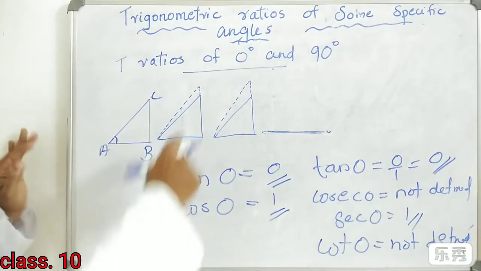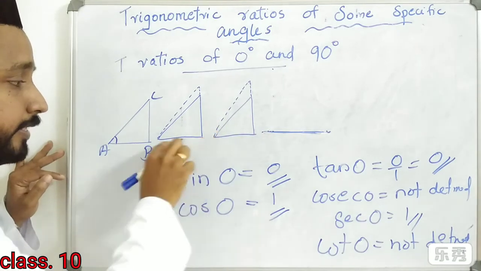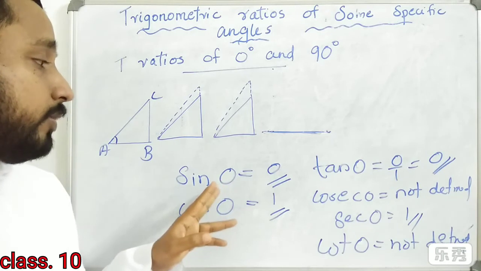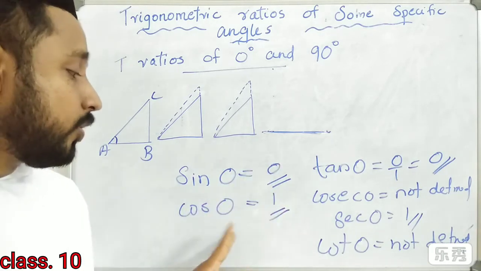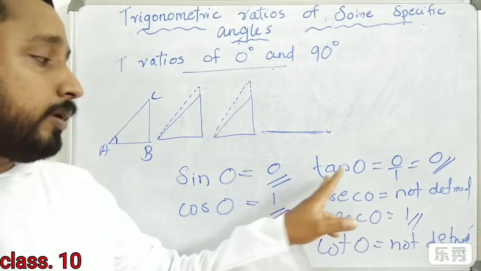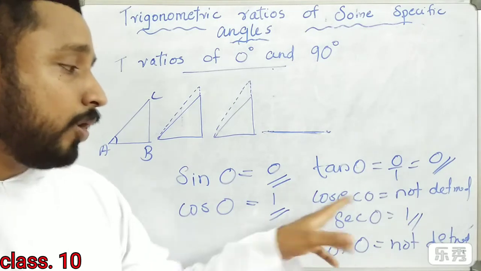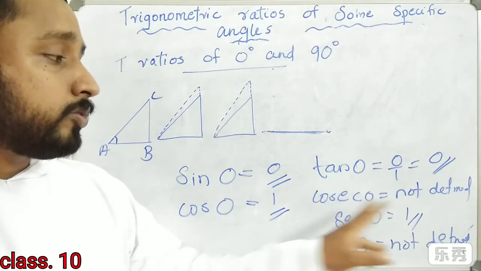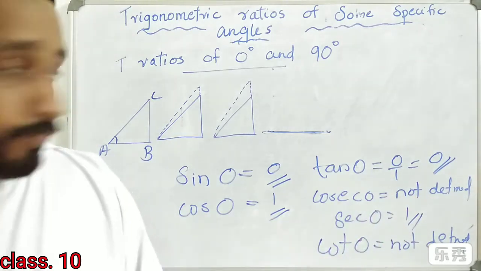So, when this angle goes to 0, this hypotenuse becomes the initial line. Therefore, the opposite side becomes 0, so we get sin 0 as 0 and cos 0 as 1. Tan 0 means sin 0 by cos 0, that is 0 by 1. The answer is 0. Cosec 0 is the reciprocal of sin 0, so not defined. Sec 0 is 1 and cot 0 is not defined.